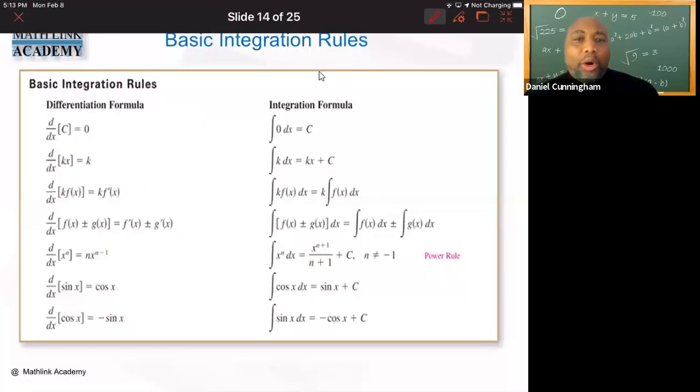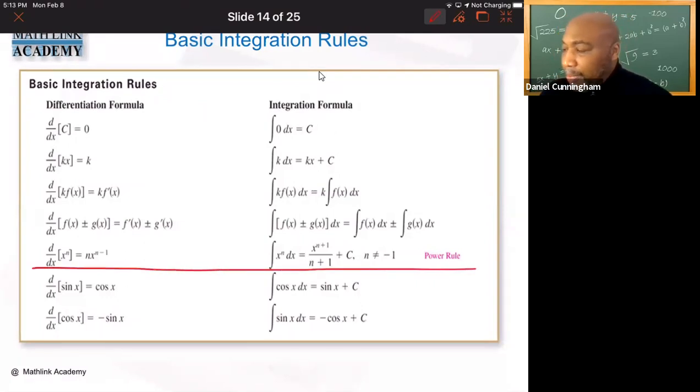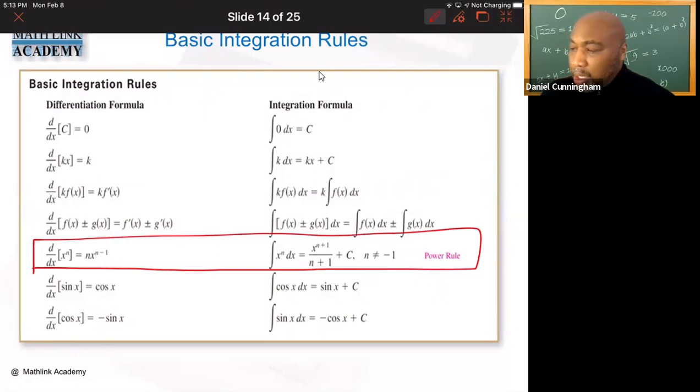Now going back to our basic integration rules, we just went over the power rule. This is what I put in the box. And then a little extension of it is you can have different functions and you can do them individually. That's what this is saying. You can do different terms in the function individually and integrate them to find the answer. The next thing we're going to look at is using trig functions.